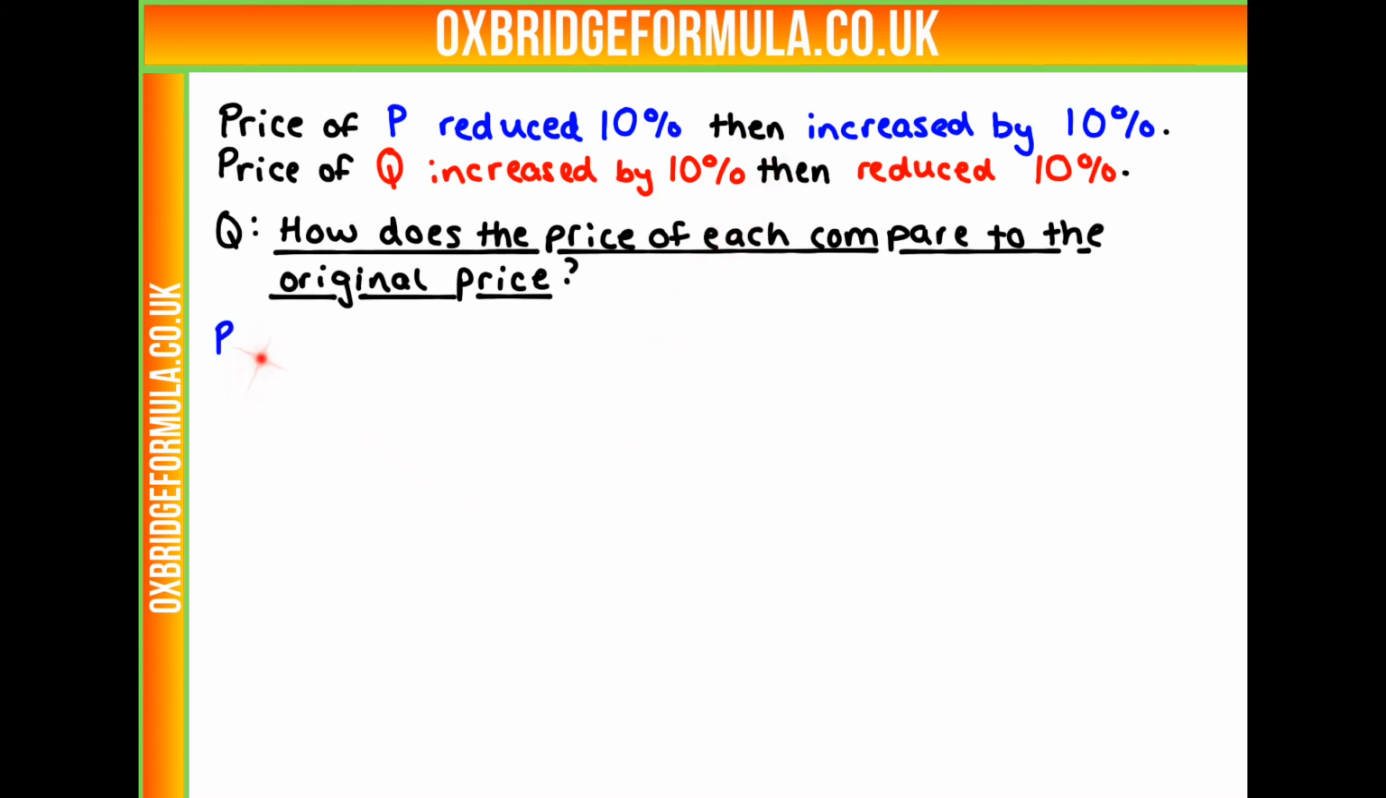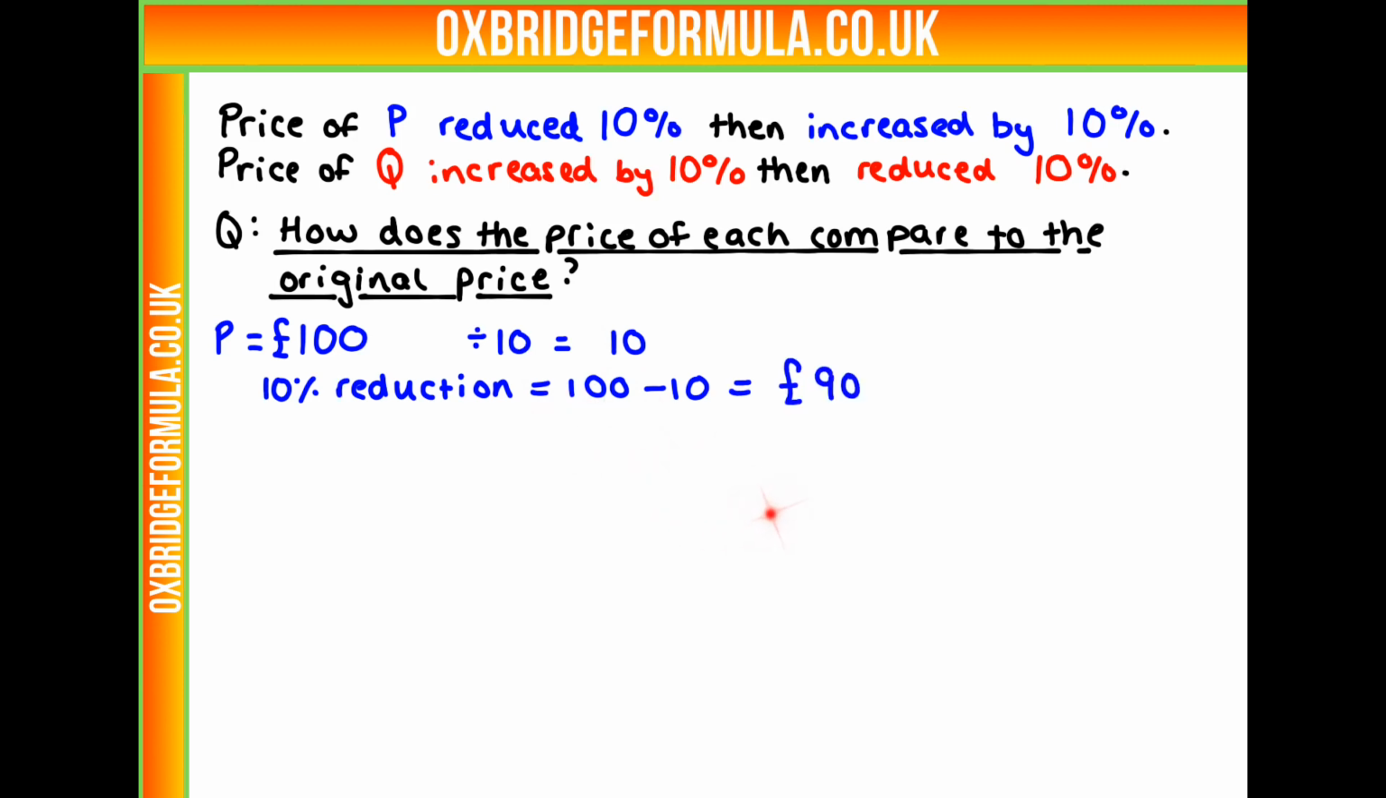So let's start with P. Let's say that the original price is about £100, so that makes it easy for calculations. We want to find 10% of it in order to reduce it by 10%. So to do that, we just have to divide by 10, and that's going to give us £10. So for a 10% reduction, we just need to do the original, take away our 10%, which is 100 take away 10, and we get £90.